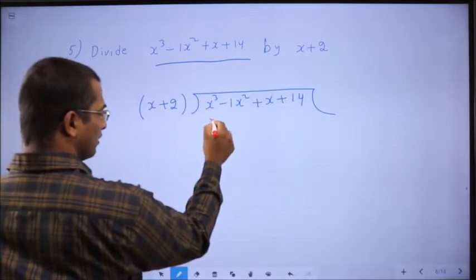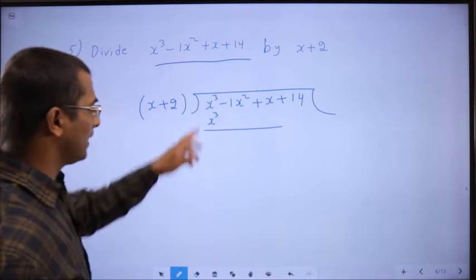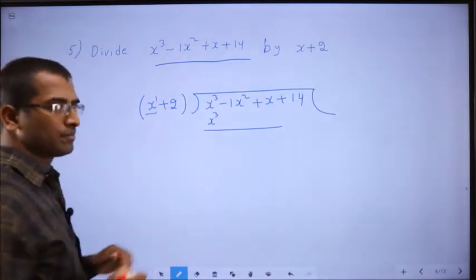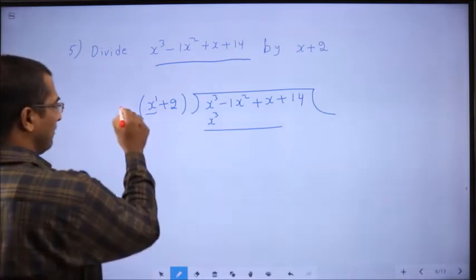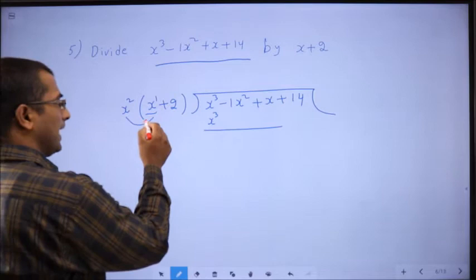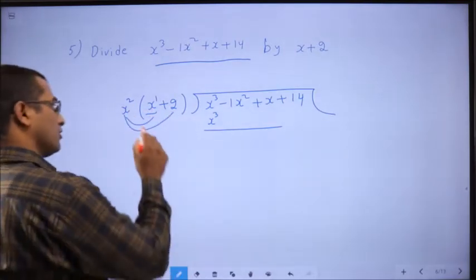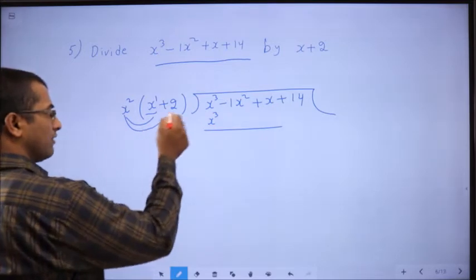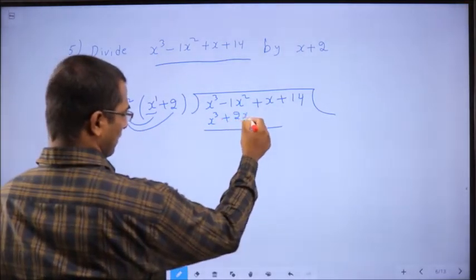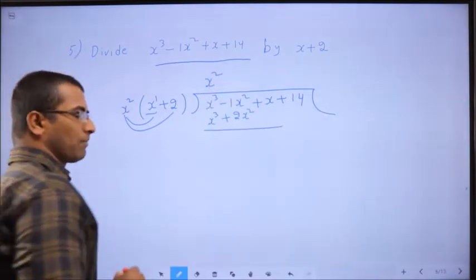Here x cube, below this also I should get x cube. For me to get x cube down, here I have x power 1. This needs to be multiplied with x power 2. Only then I get x cube. When I am multiplying to this, I also need to multiply to this. So x square into 1, x cube, x square into 2, 2x square. That tells first term of the quotient is x square.